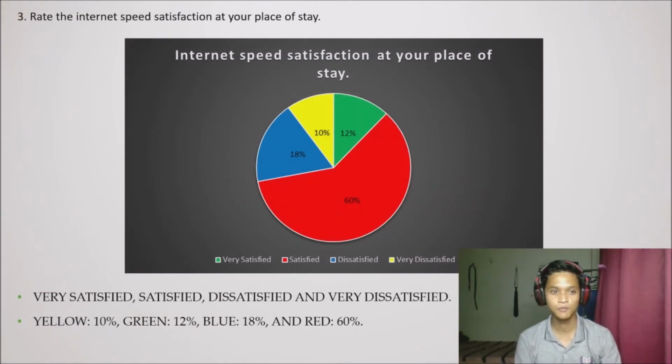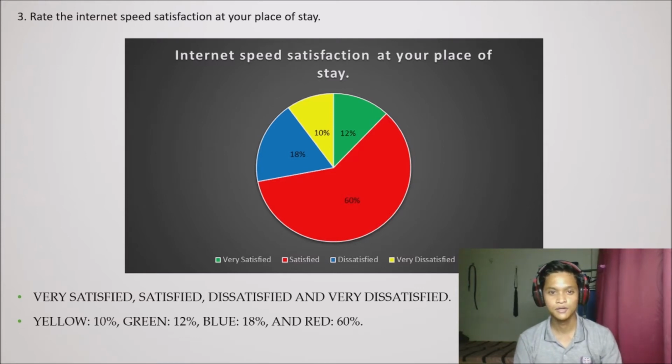Okay, now I'm going to present the pie chart for question 3. The pie chart portrays the respondent feedback on rating the internet speed satisfaction at your place of stay. The four choices that the respondent can pick are very satisfied, satisfied, dissatisfied, and very dissatisfied.